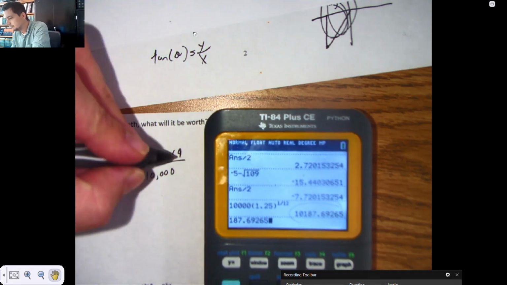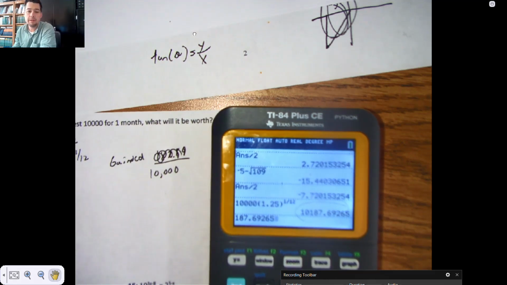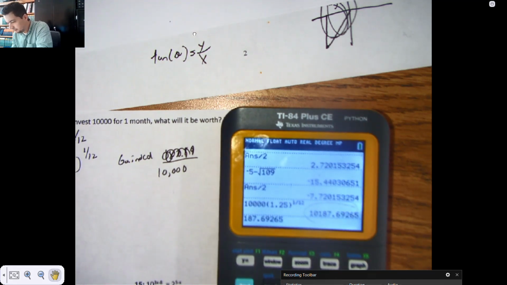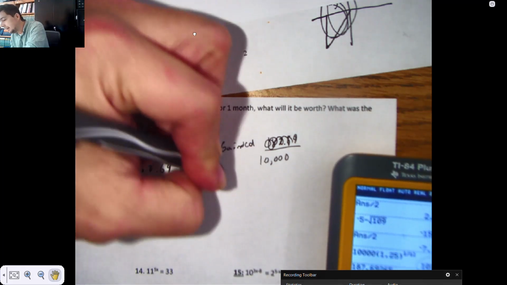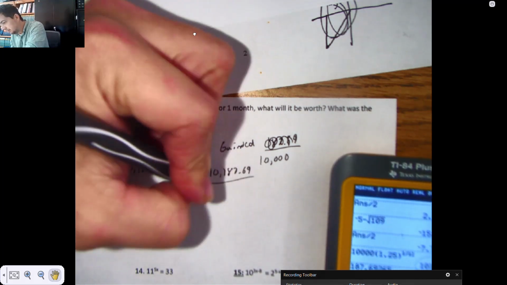Sorry, I didn't even think about what I gained. This is what I have. I had a brain fart. I'm going to take that and divide it by what I started with, 10,000.